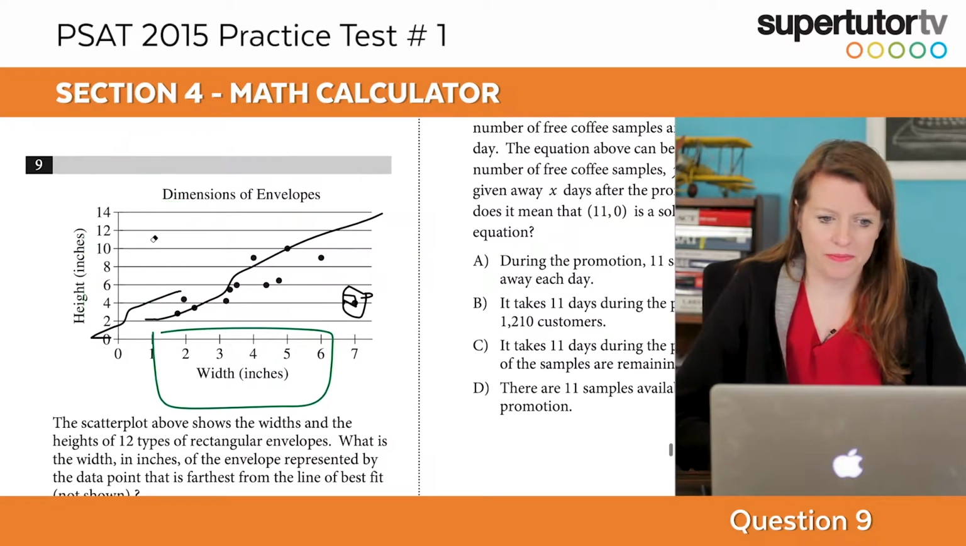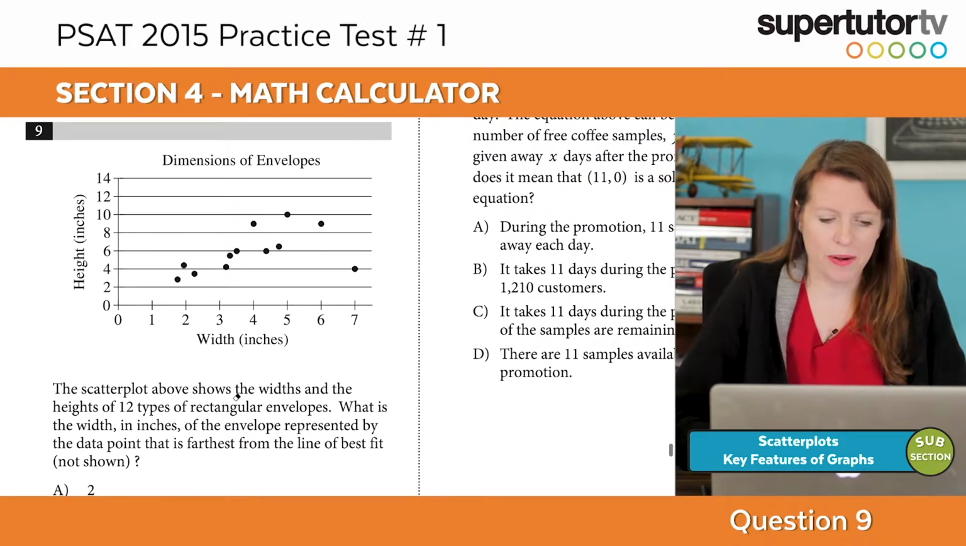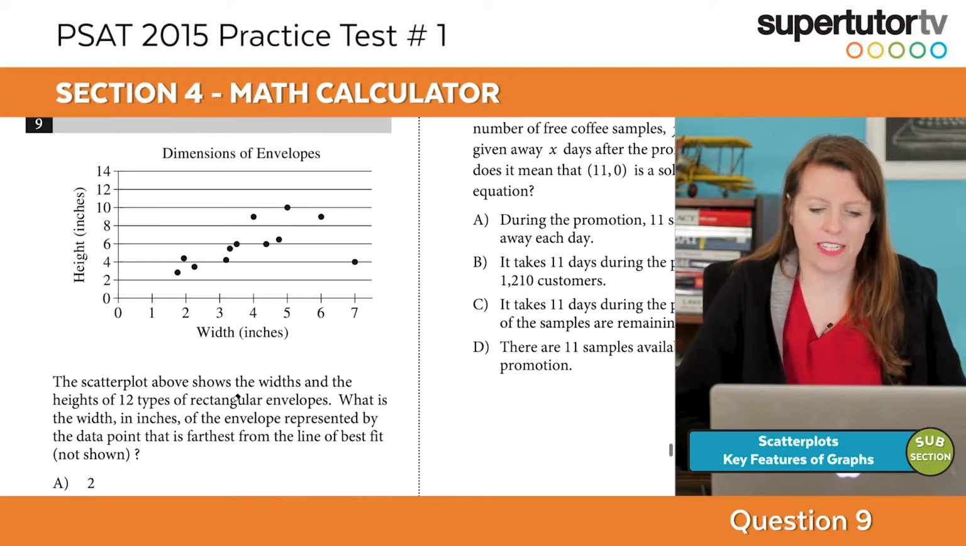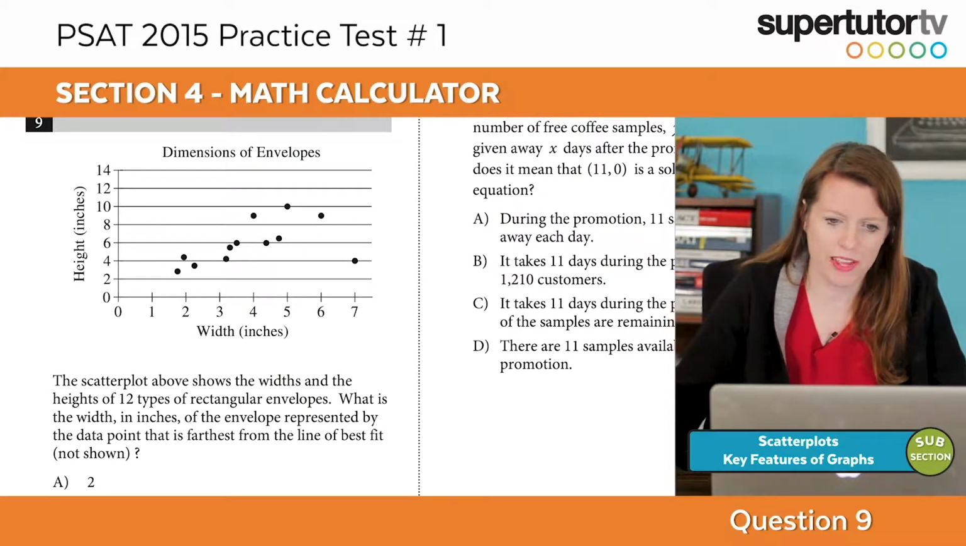Number 9, dimensions of envelopes, width and height. The scatterplot above shows the widths and heights of 12 types of rectangular envelopes. What is the width in inches of the envelope represented by the data point that is farthest from the line of best fit? So the first thing we have to do is draw a line of best fit.